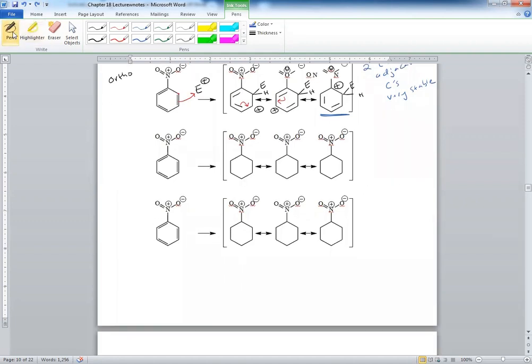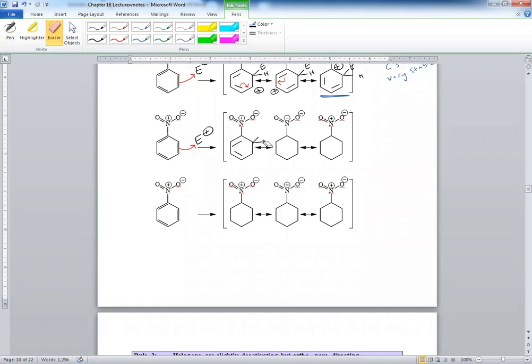Now let's go on to the next one. If we do a meta, here's E. Oh, I added it in the wrong place. Sorry about that. Remember, we need the meta positions, not the ortho. So that's a positive right there. And here's E and the H.